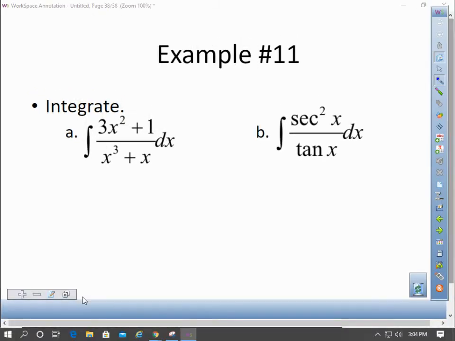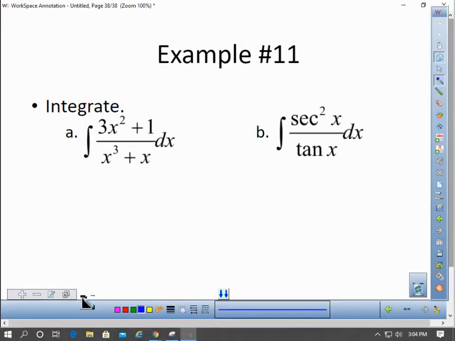All right, most of the time you want to do a u substitution, and you want to look and see if your derivative is on the top. When I'm looking here, the derivative of this denominator is going to be 3x squared plus 1. That's exactly what's up here. So I know this problem is the natural log of x cubed plus x plus c. That's easy because the derivative of that is in the numerator. So that one's an easy one.